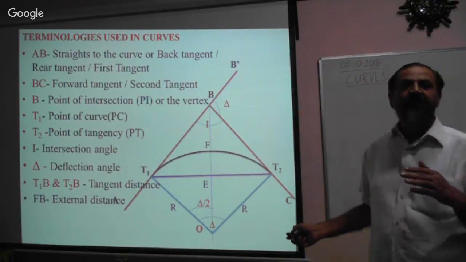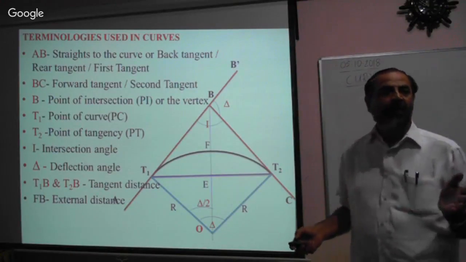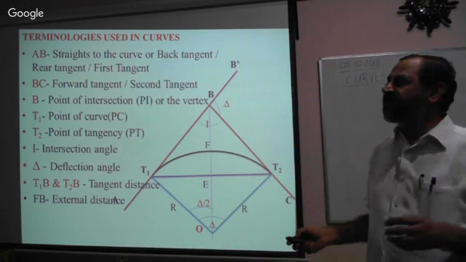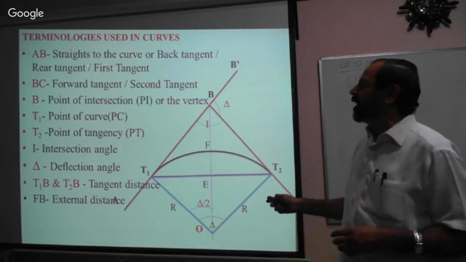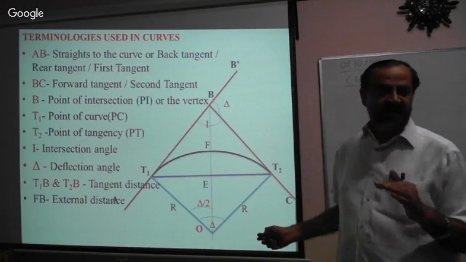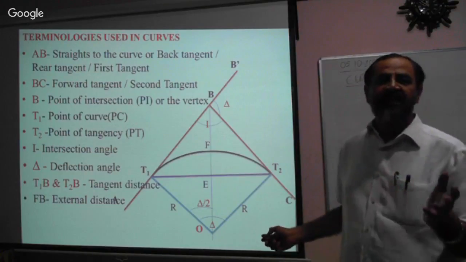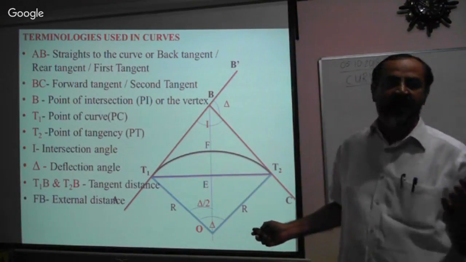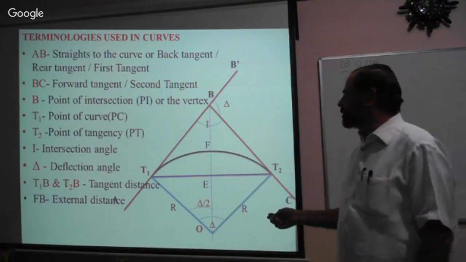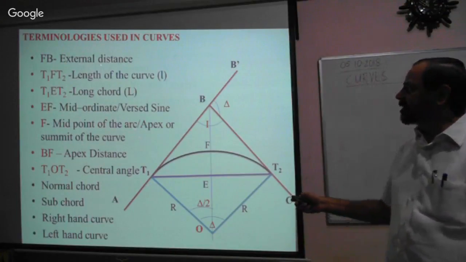Now, these are the terms. When you go to the field, people will speak only about the point of curve, point of intersection, straight, tangent, central angle, deflection angle. We must be able to understand, isn't it? So therefore, please note this. The continuation of this again.